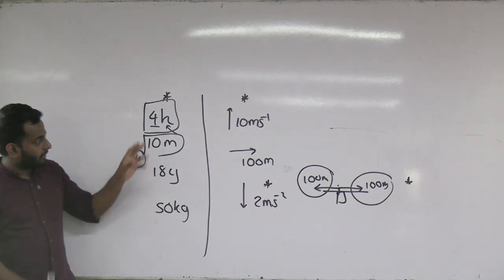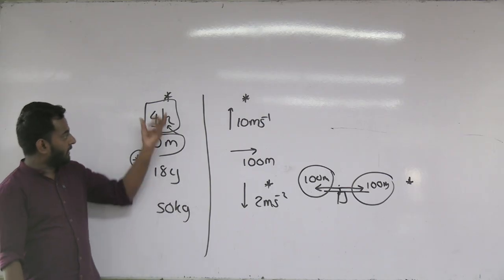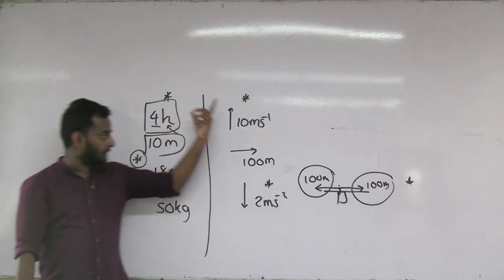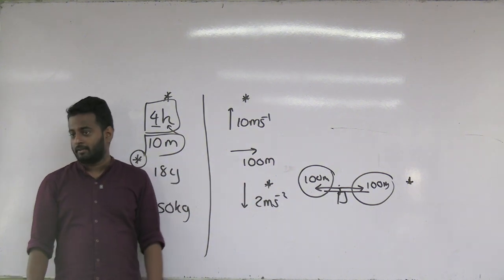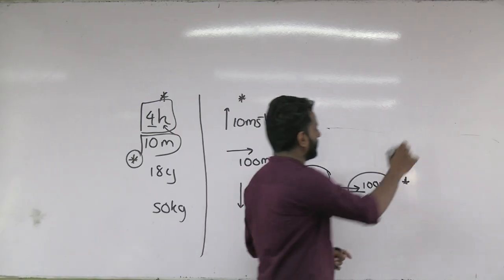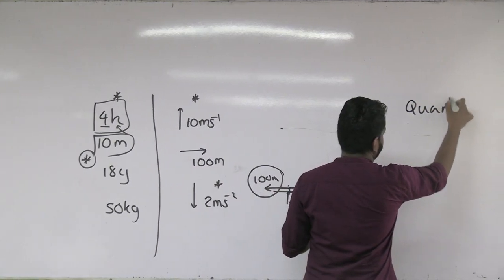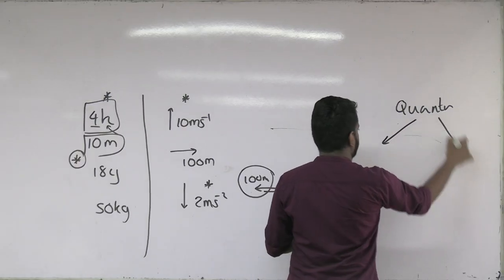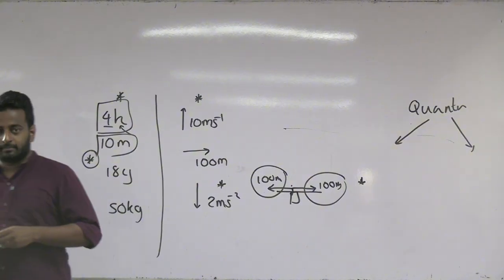Fine, right? So quantities can be separated into two types. We call these scalar quantities, where we have only a magnitude. And we call these vector quantities, where we have a magnitude and a direction. Fine, right? So after writing the main topic, just write quantities. Just in the middle of the page, write quantities. And separate it into two types: scalar quantities and vector quantities.